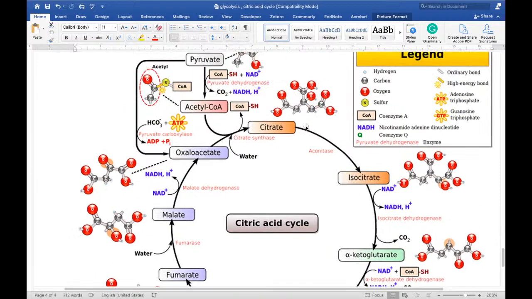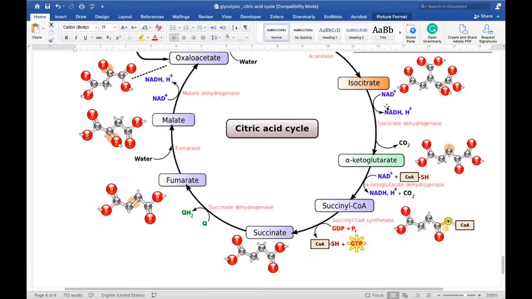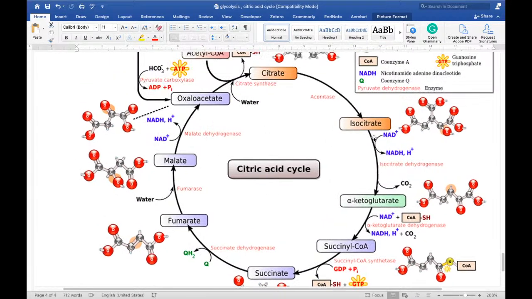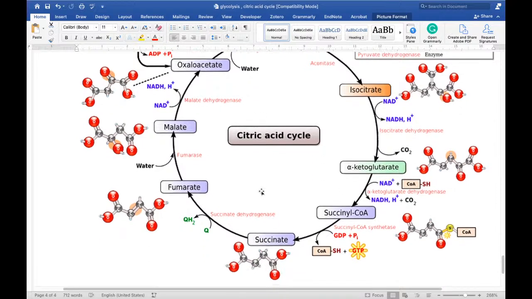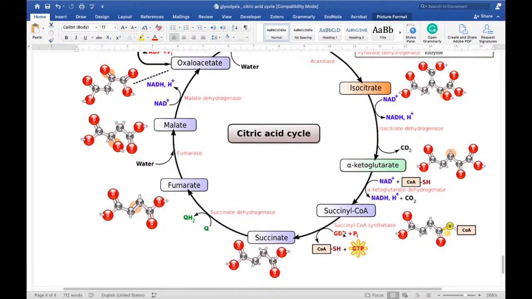And wherever your NAD plus is being reduced: the first step is here, then 2, 3 and 4. So there are 4 steps where NAD plus is being reduced, and GDP is also being reduced here, in the conversion of succinyl coenzyme A to succinate.